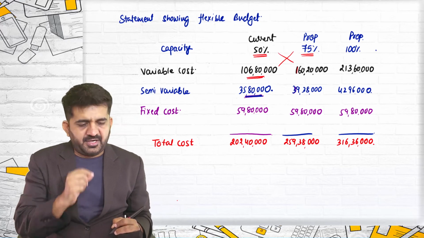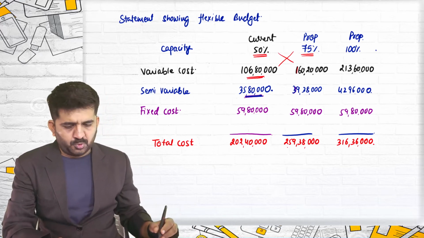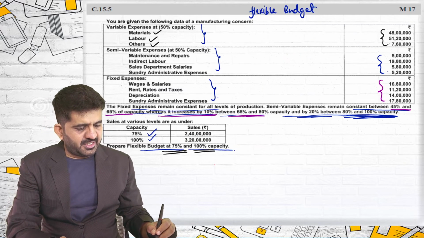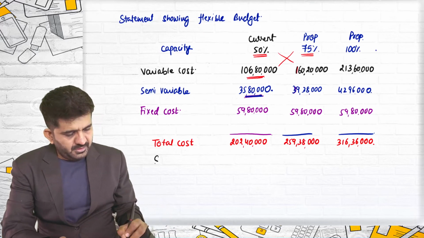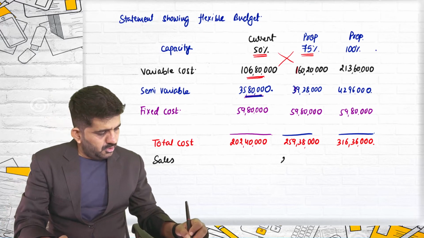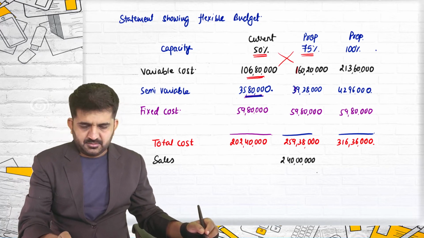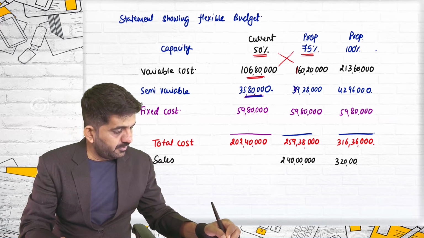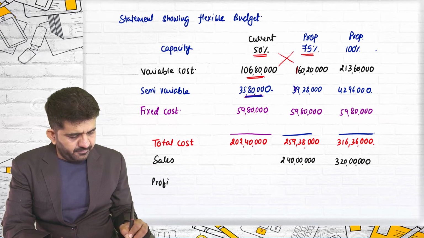So we are just finding out variable cost, semi-variable cost and fixed cost, and we got the total cost. They have also given the sales. Sales at 75% capacity will be 2 crore 40 lakhs. Sales 2 crore 40 lakhs and cost 3 crore 20 lakhs. I can even find out my profit.